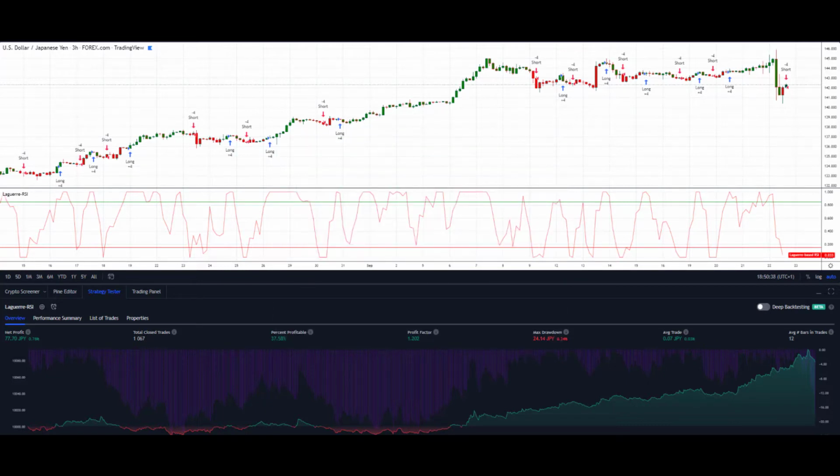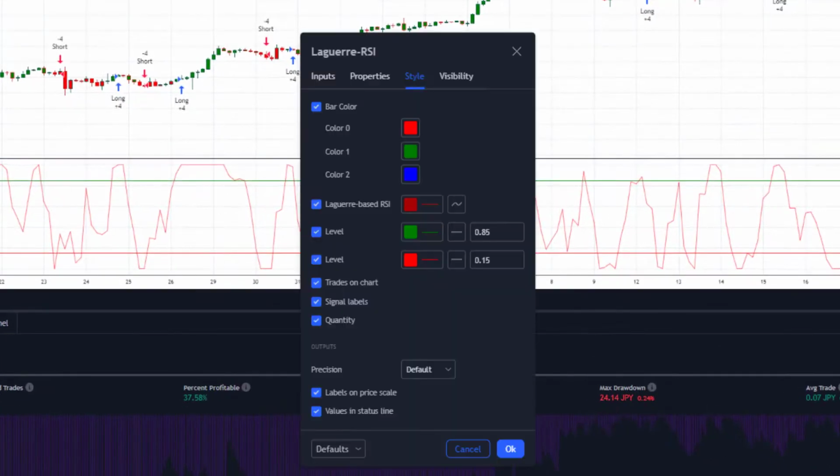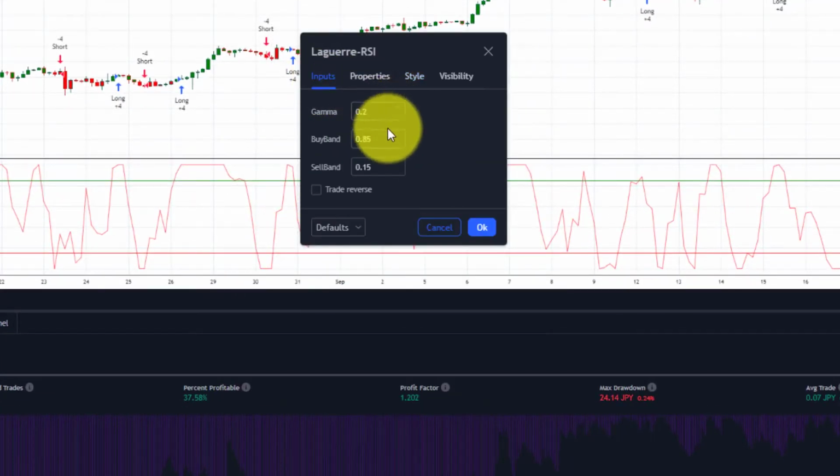So here I'm in a different chart. It's the US dollar against the Japanese yen. Put it onto 3 hours. It's one of my favorite time frames to trade in these sort of chart types. You can see the Laguerre RSI here. In terms of inputs, we can go down here and see what the inputs were. Slightly changed the bands, widened them out a bit. Gamma is down to 0.2.